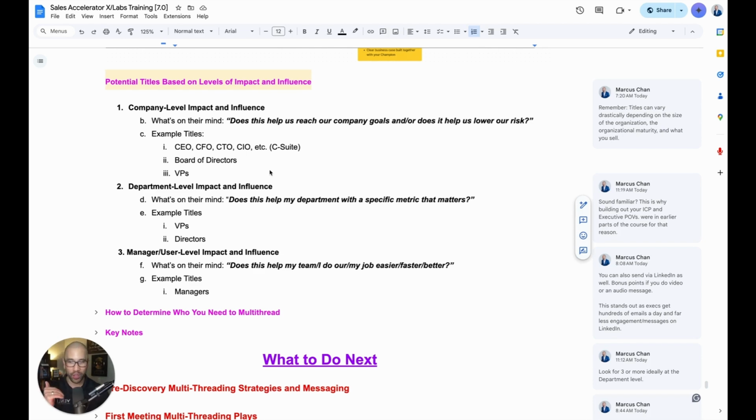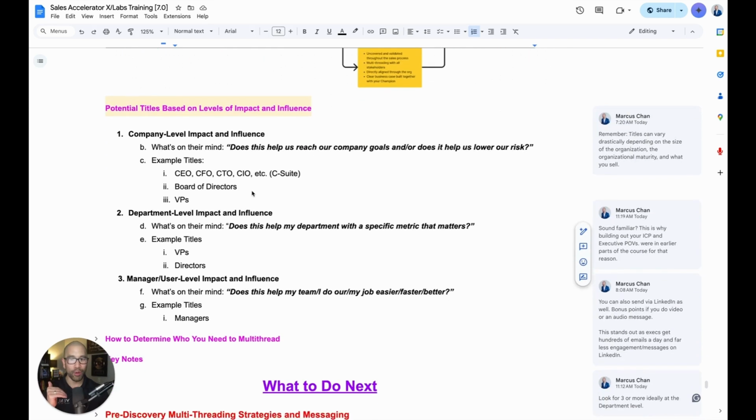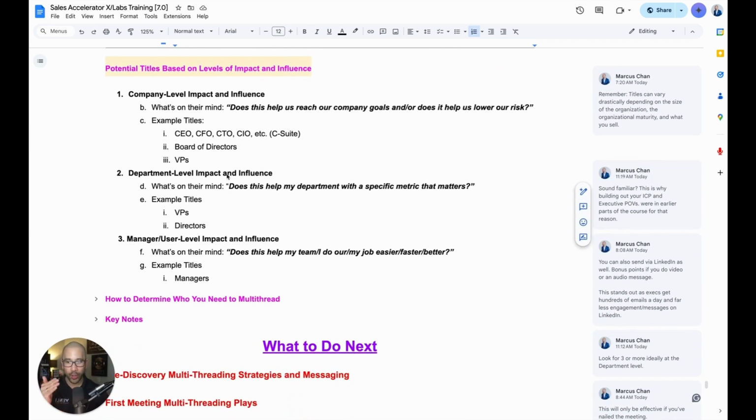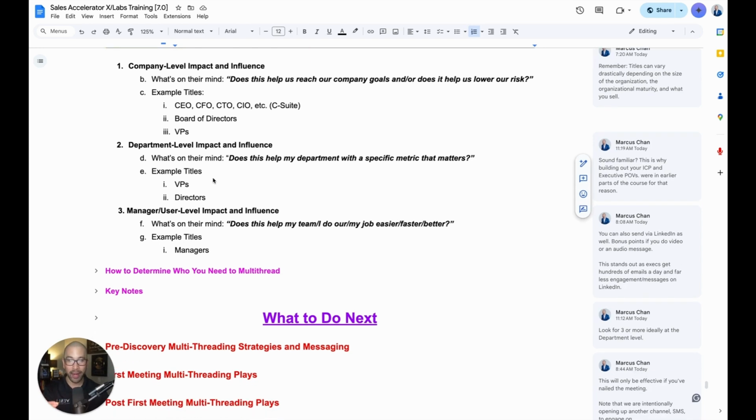But what you want to think through is, okay, what's the overall level of impact and influence, and how will this fit? So go back to the director level, go back to the department level impact and influence. Example titles are VPs and directors. Now, as a reminder, who's asking this question? Does this help my department specific metric that matters? That will help guide you to potentially who that title could be for what you sell.